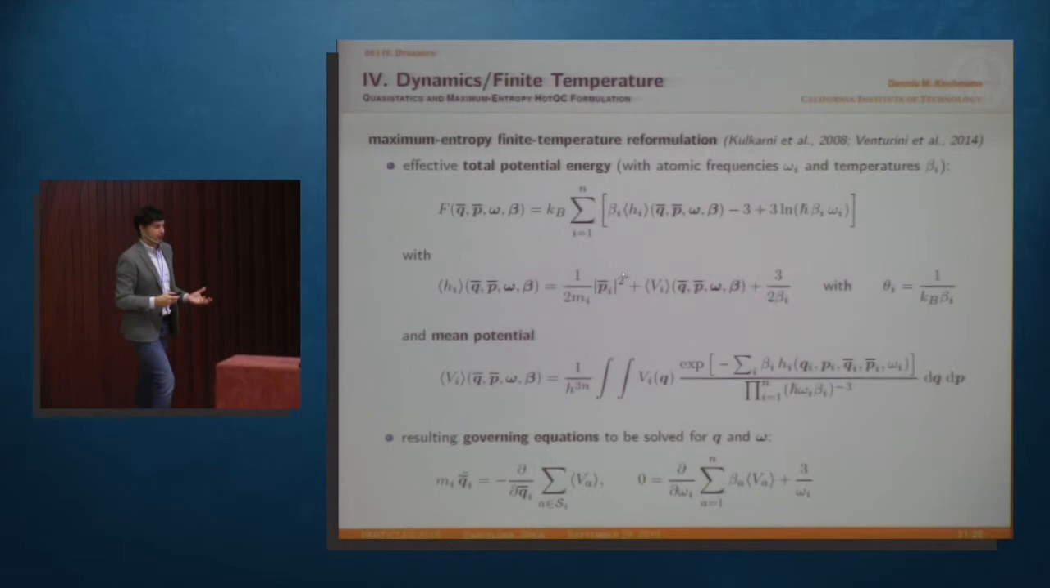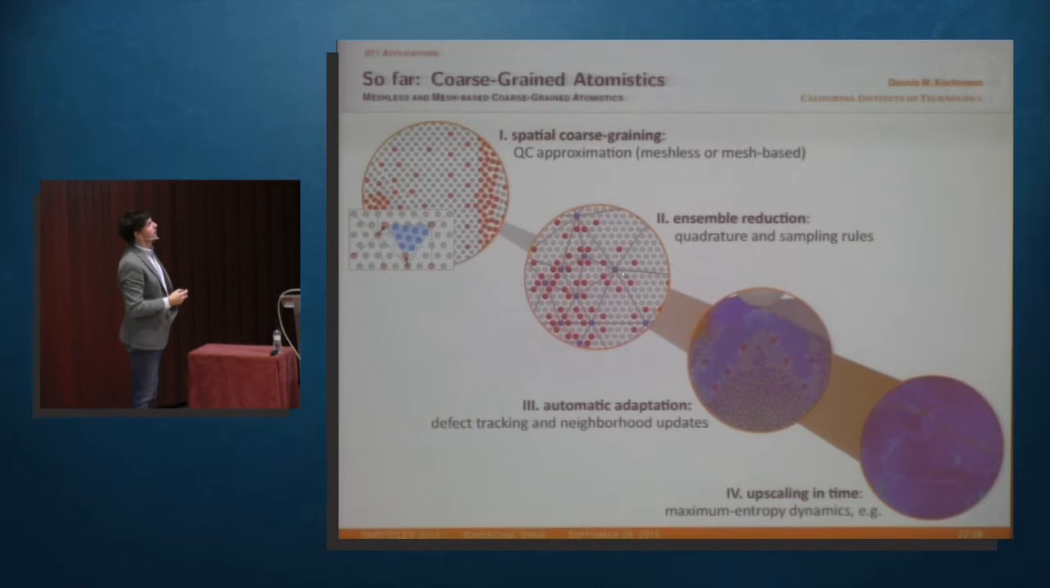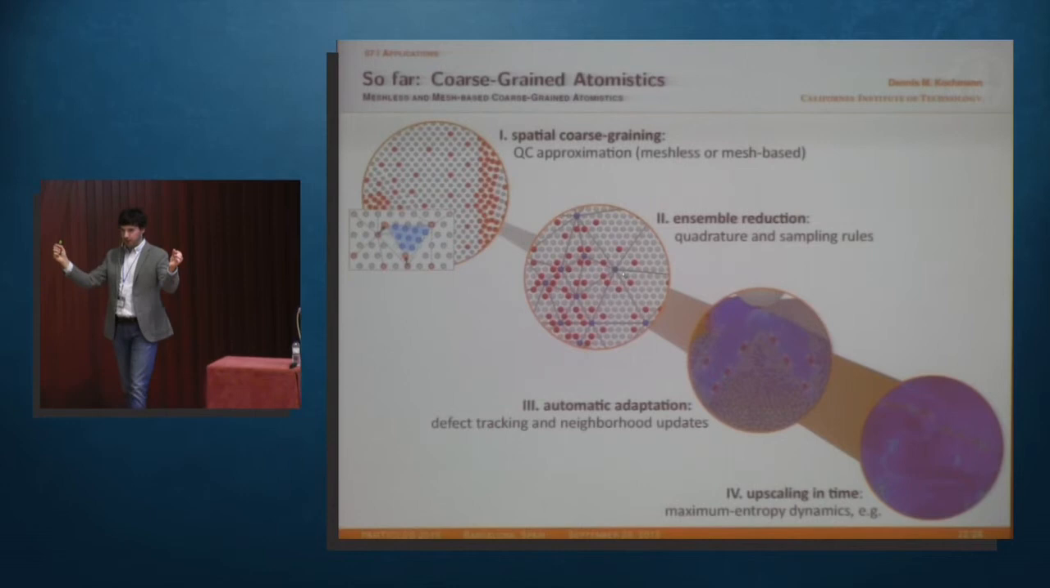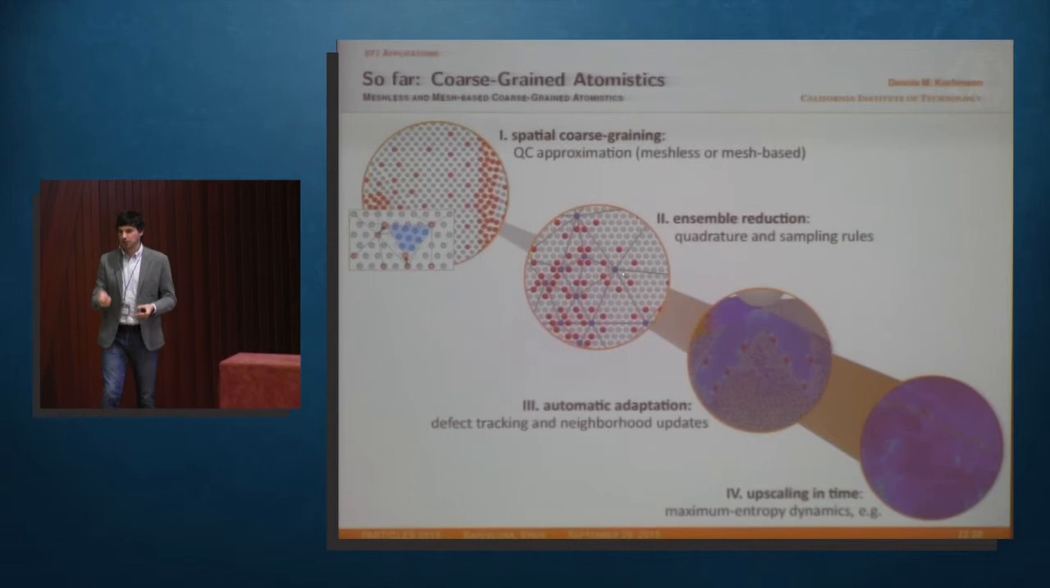So what I've showed you so far is that as a first step towards this spatially coarsened atomistic technique, we've done is we got rid of very many atoms. We just picked our favorite ones, the wrap atoms, and we equipped those with degrees of freedom. In the second step, what we did is we talked about reducing the ensemble. We don't have to sum over all the atoms, but just like quadrature and finite elements, we introduced a very particular scheme to compute forces and energies.